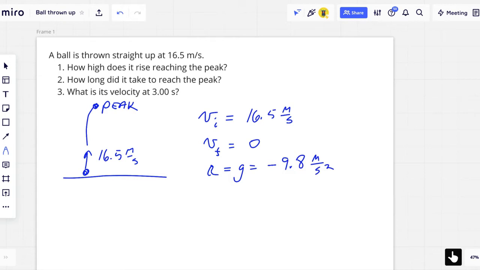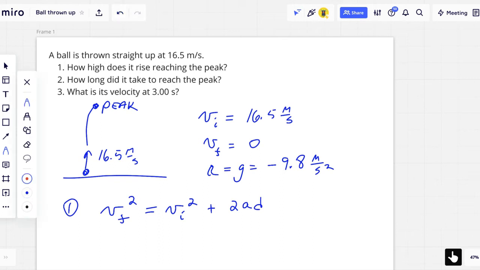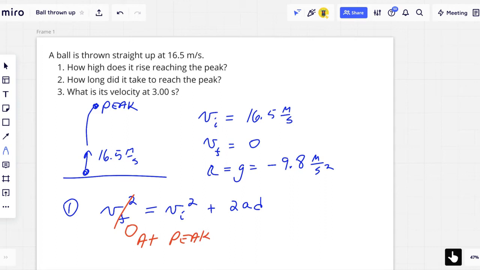Okay, and for part A, or number 1, we want to figure out how high it goes when it reaches the peak. So we can use this equation right here. We know that v final is 0 at the peak. So we want to solve for the displacement. In this case, it's a vertical displacement, so you could say h.